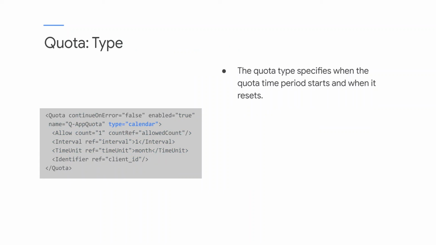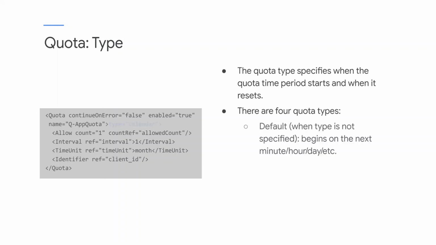There are many types of it. Let's say there are four different types of quota. When a type is not specified, the quota period starts at the beginning of the next GMT minute, hour, day, or month, depending on the time unit you set. The request sets the interval of the time units. For example, if the quota is 100 requests per day, the quota would reset at midnight.